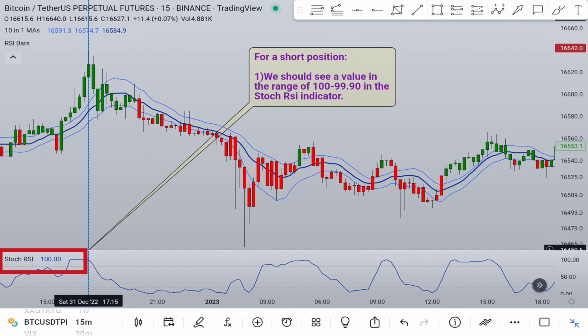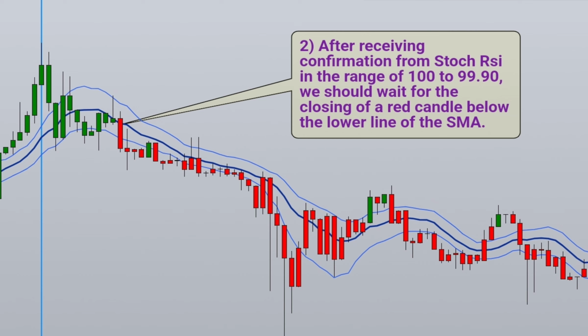For a short position, we should see a value in the range of 100 to 99.90 in the STOCH RSI indicator. After receiving confirmation from STOCH RSI in the range of 100 to 99.90, we should wait for the closing of a red candle below the lower line of the SMA.